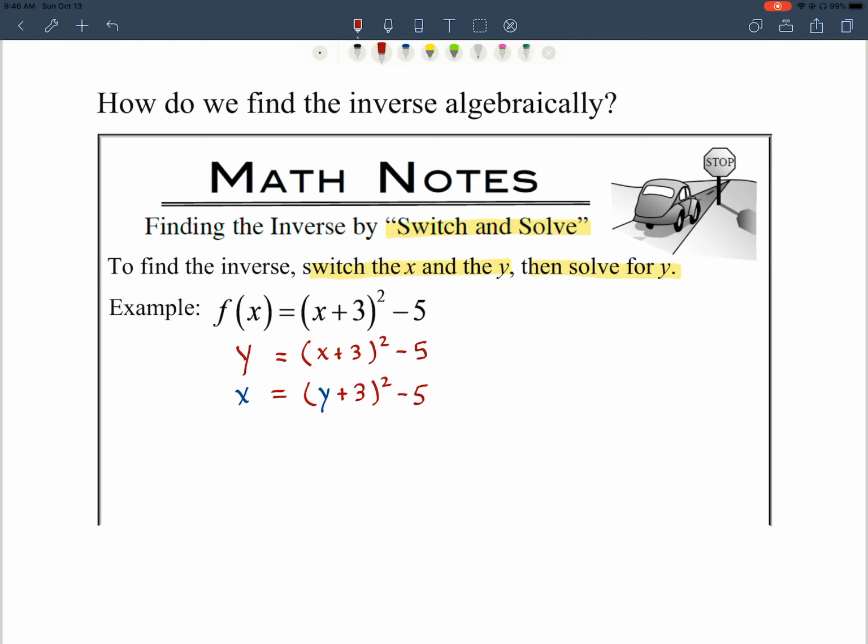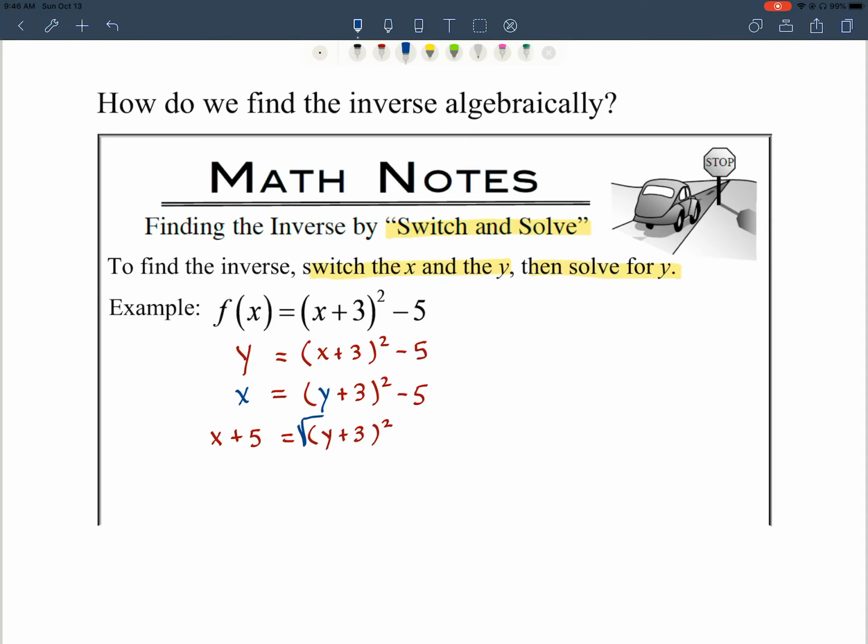So as we look to start solving this, our options are we could either take the square root or add the 5. In this case, we should be adding the 5. So we should have x plus 5 is equal to the quantity of y. Oops, I wrote x there, just kind of programmed to do that. We should have y plus 3 squared.